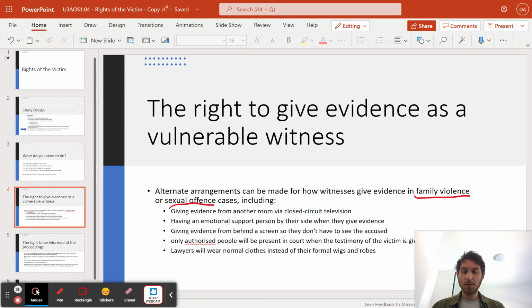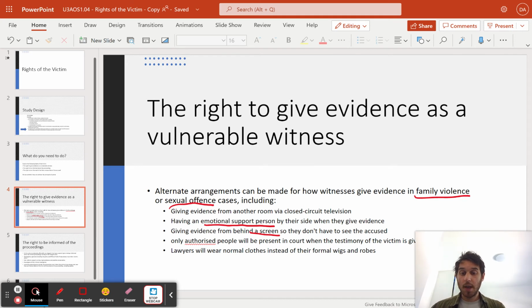But in those two types of cases, we allow them to give evidence in different ways to help them feel more comfortable. For example, we could let them give evidence from a different room, not from in the courtroom itself, but from a different place via closed circuit television, so via video basically. We let them have an emotional support person sit beside them when they give evidence, if that might make them feel more comfortable. Or alternatively, they could give evidence from behind a screen so that they don't have to see the accused person and so that the accused person can't see them.